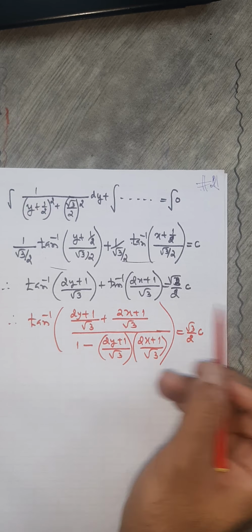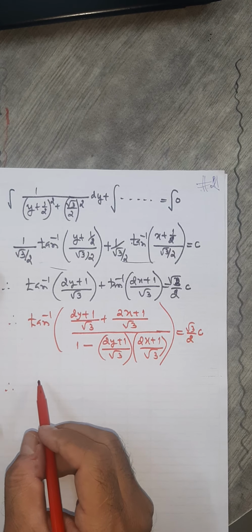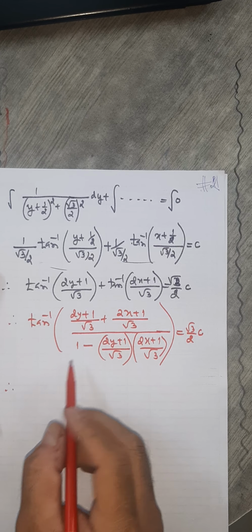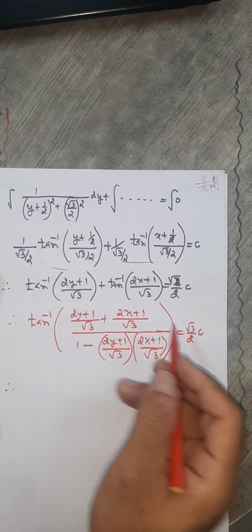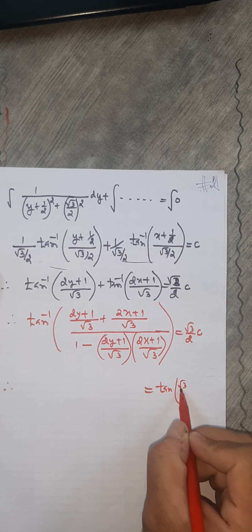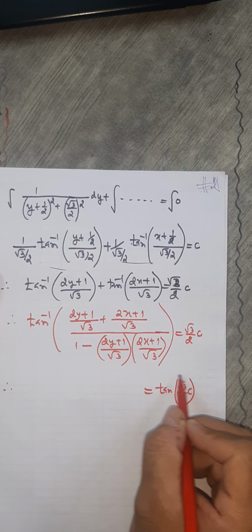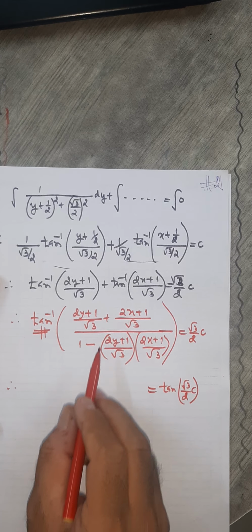C is a constant. Take tan inverse on the other side. And here what you can do is, if you take here, I'll take tan inverse on the other side. So this is tan of root 3 by 2 c. Remember, this is a constant anyway. What I did, taking tan inverse on the right hand side.